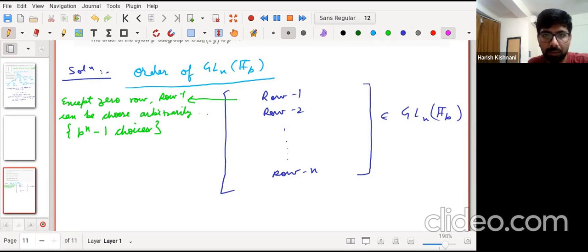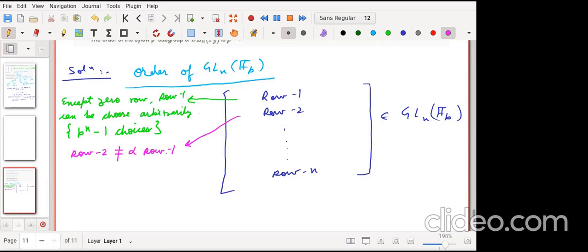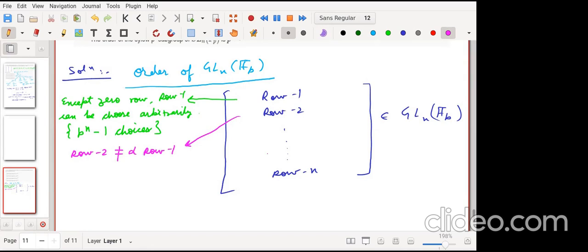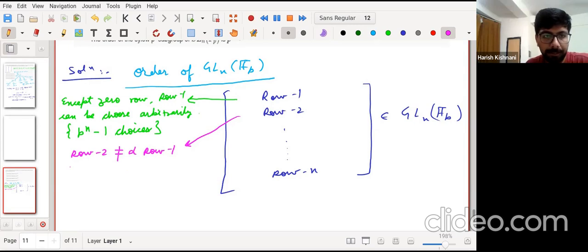Now for row 2, it should not be a linear multiple of row 1, because if that happens, then these two rows will not be linearly independent, and that will make the matrix non-invertible. In an invertible matrix you have rank n, so each row is linearly independent. So for row 2 it should not be a linear combination of row 1. Everything is acceptable except the linear multiples, and for this alpha you have p many choices. So you just subtract these p choices from it. So p^n minus p choices you can have.